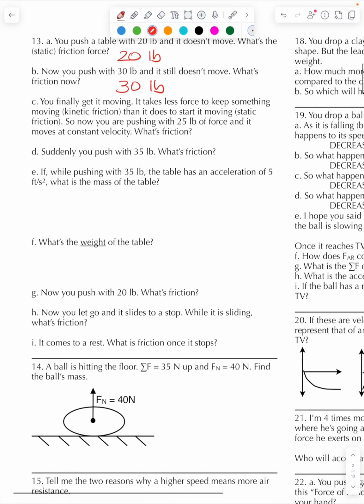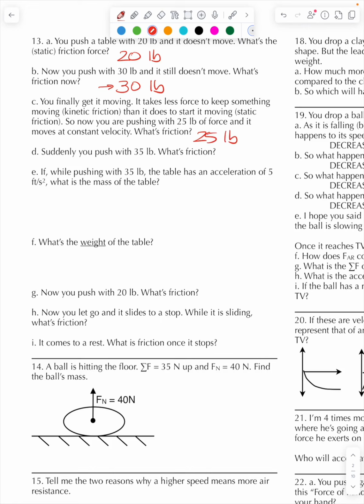You finally get it moving. It takes less force to keep something moving, that's kinetic friction when it's moving, than it does to start it moving, static friction. So now you are pushing with 25 pounds of force. Remember, I was pushing with 30 pounds and it didn't move, right? But once I got it moving, the kinetic friction drops to a lower value. So you're pushing with 25 pounds of force and it moves at constant velocity. Constant velocity means the net force equals 0. So what's friction? 25 pounds.